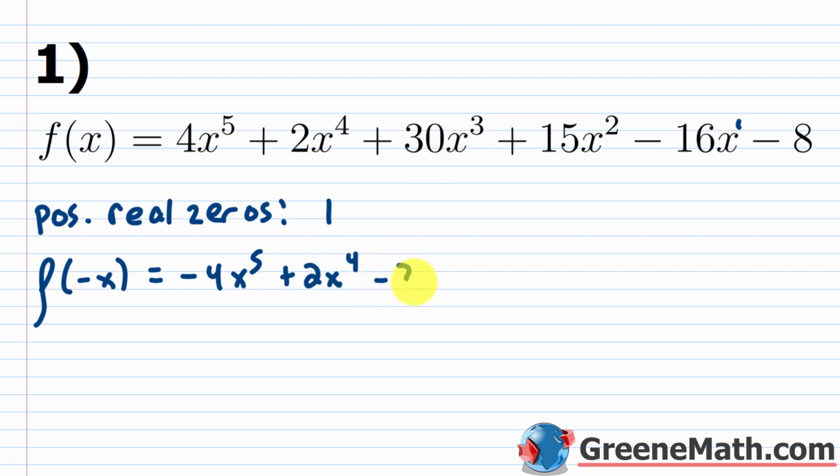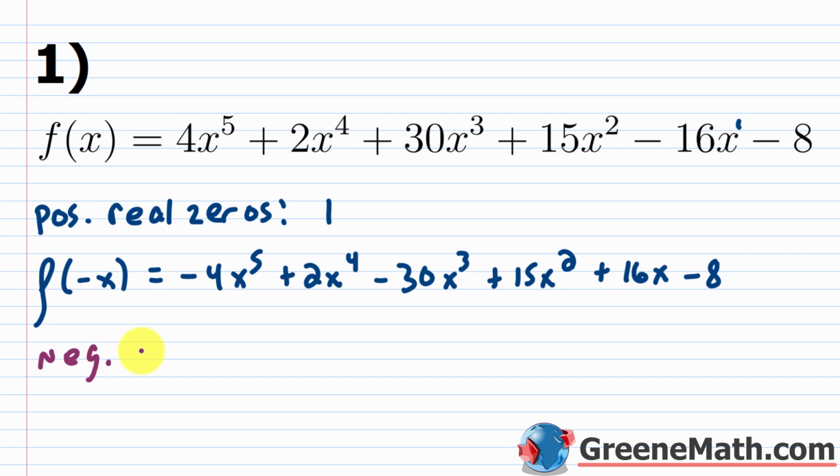This would be minus 30x cubed. Again, we're going to change the sign there. And then this would stay the same, so plus 15x squared. And then this one, again, you're going to flip the sign, so it would be plus 16x, and then this would be minus 8. So looking at this, let's say the negative, and I'm just going to abbreviate that, real zeros. What is that going to be?